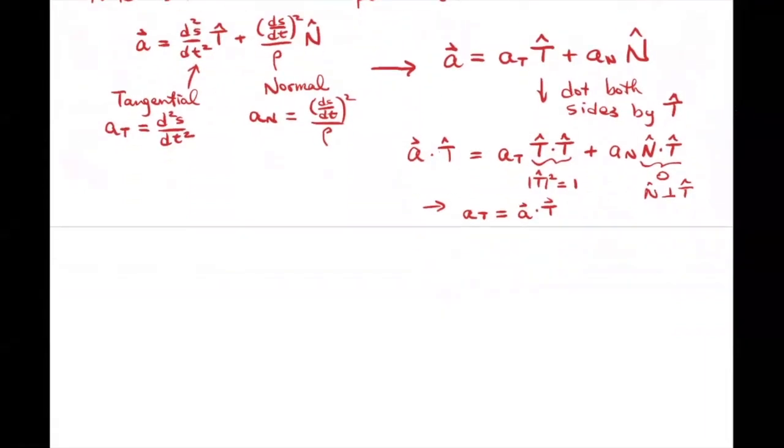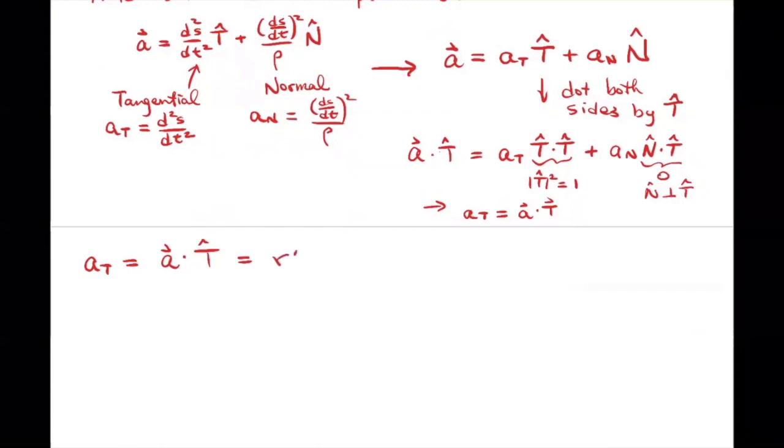So I'm not yet finished with that. AT is A dot T. And now I'm going to remind you what A is. You know A is R double prime. T is R prime over the magnitude of R prime. That was the definition of the unit tangent. So normally when we write this formula down, we say that AT is R prime dot R double prime over the magnitude of R prime.